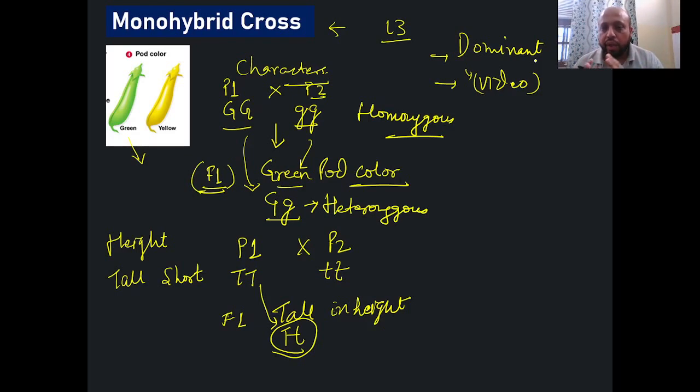But right now we are trying to understand what a monohybrid cross is. A monohybrid cross is a cross where you are taking the characters one at a time, say the height of a plant, the shape of a seed, the color of the seed, or the flower color into consideration. Now in the F1 generation, we find all of these plants show one particular phenotype, meaning they are all appearing to be green or they are all appearing to be tall.